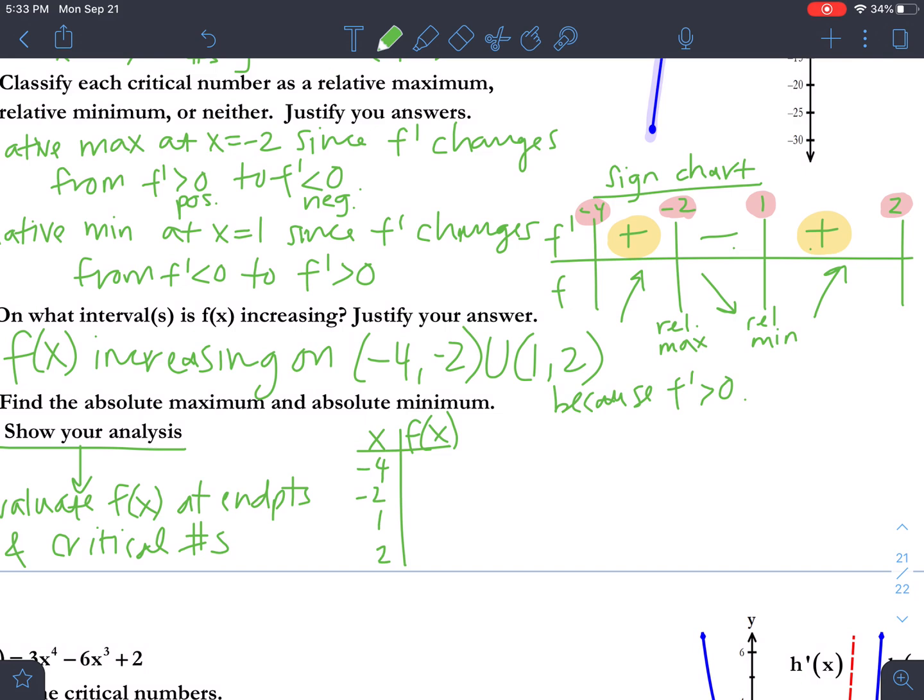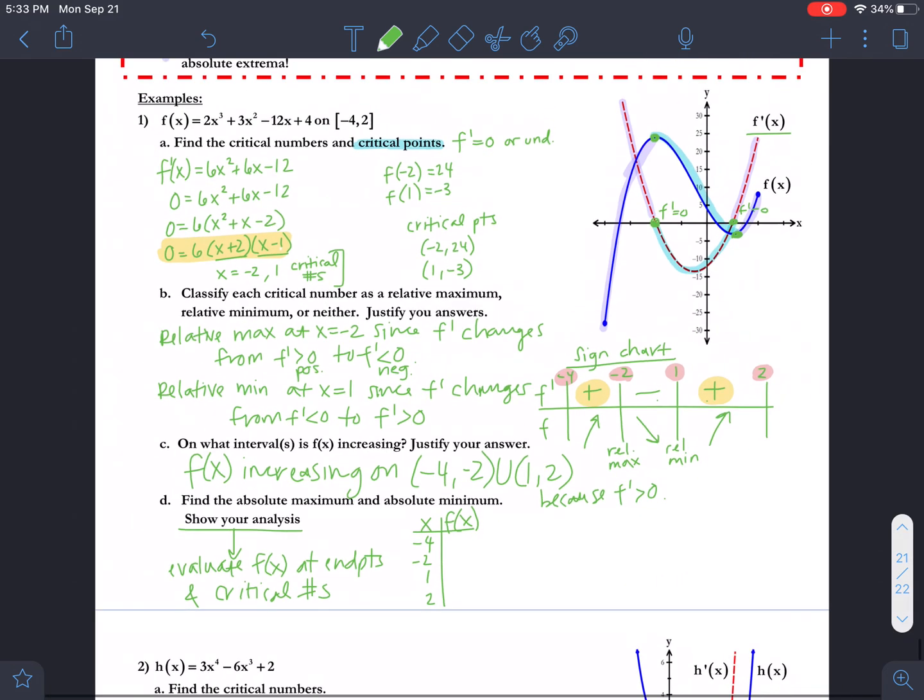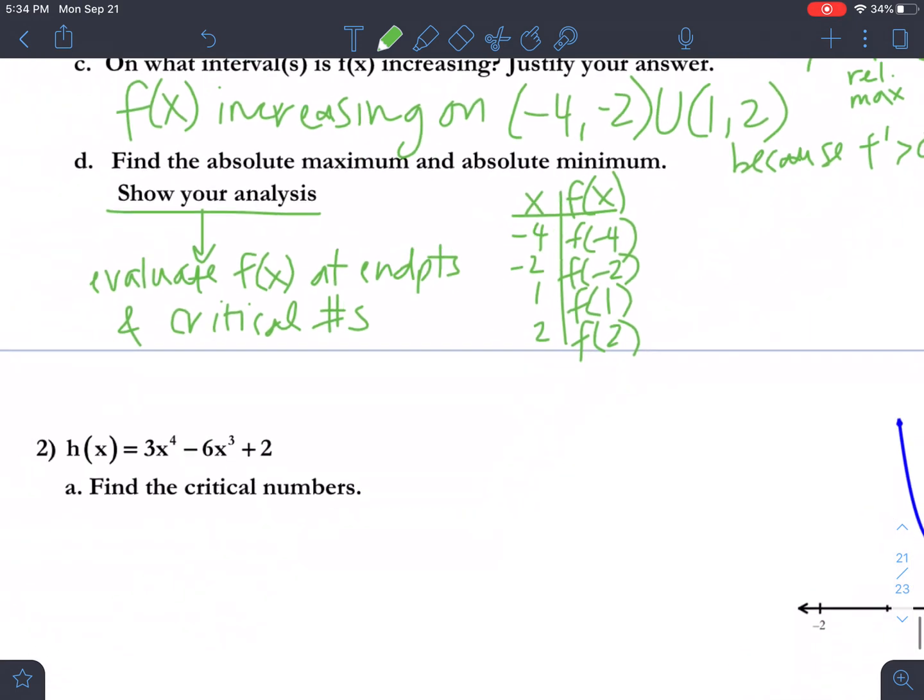So what you're going to do is go back up to f of x. I'll highlight this in that peach color here. You're going to go right here, and we're just plugging into the regular old f of x. We're not plugging into the derivative. We're just figuring out what is f of negative 4, what is f of negative 2, f of 1, and f of 2. Those are the 4 values we're finding out. I'll save you the time here in the video.